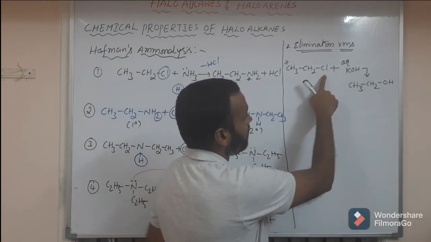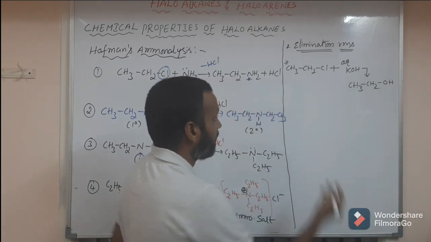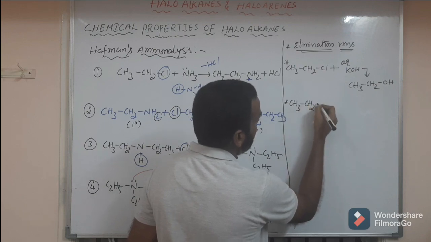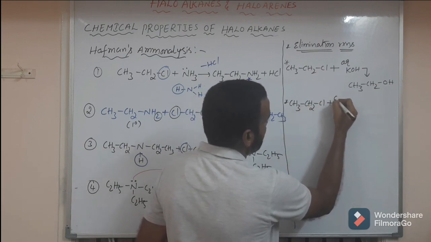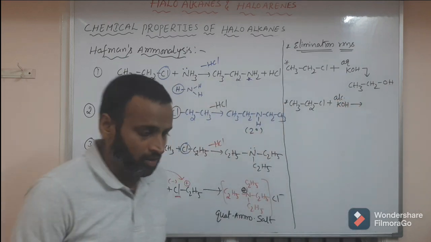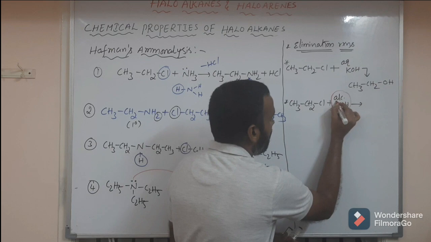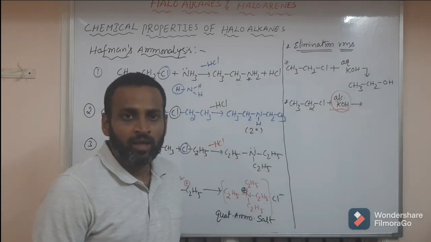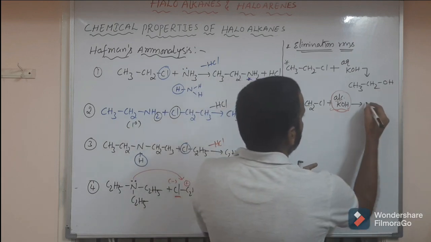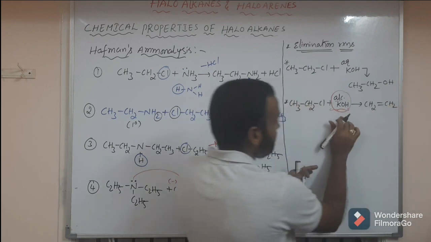When you are using aqueous KOH, what happened? K plus and Cl minus gone and you have alcohol there. And next, if I give you the same kind, but I make one small change, when I'm using alcoholic KOH, this is the most important thing for you. Alcoholic KOH. Then what happened here? Here you will have CH2=CH2.